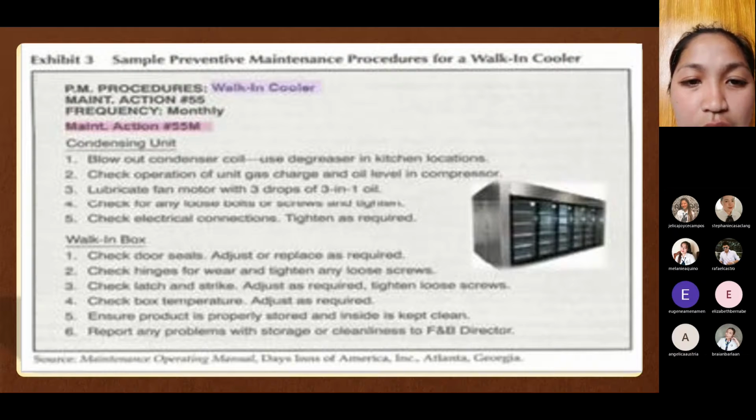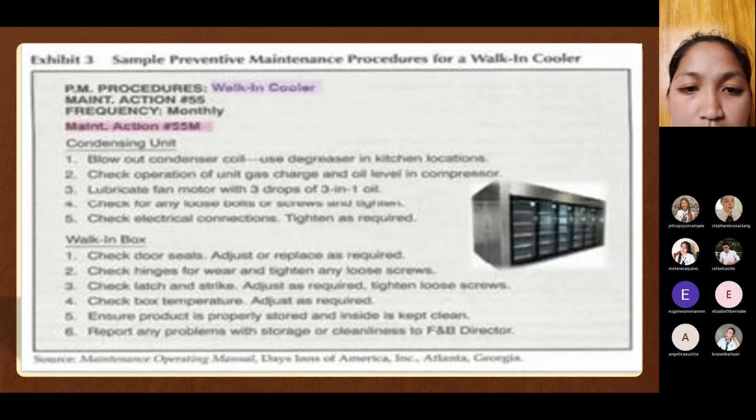Check for any loose bolt or screw, tighten. Check electrical connection, tighten as required. And then walk-in box. Check door seal, adjust or replace as required. Check hinge for weak and tighten any loose screw. Check latch and strike. Adjust as required, tighten loose screw.